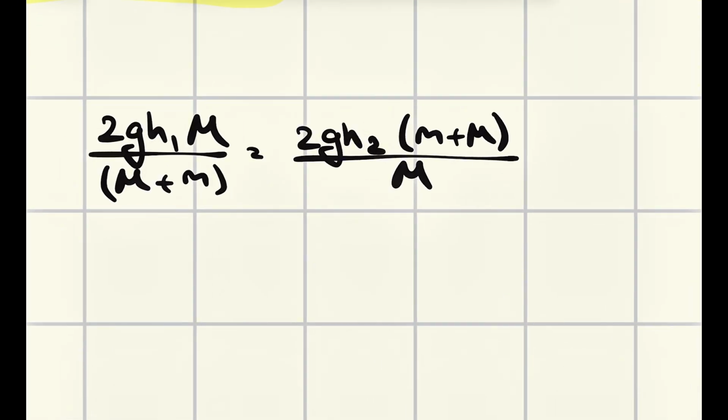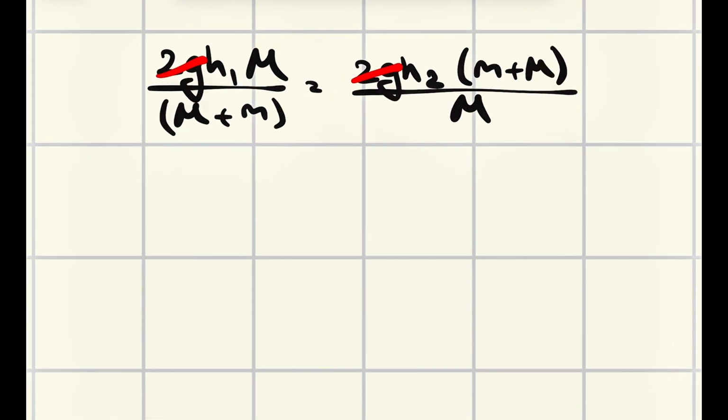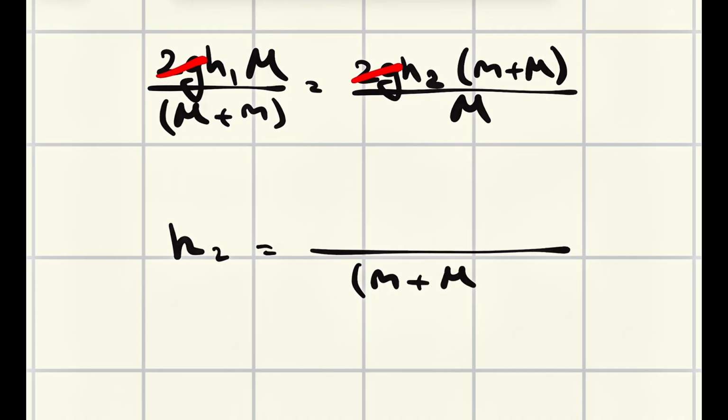And right now, as you can see, it's pretty convenient. 2g and 2g just cancel out. These two masses multiply to each other, and these two multiply to each other. And what we have at the very end, we were meant to find that height 2, it would be: below we have m plus m squared, and above we have m squared h1, right?